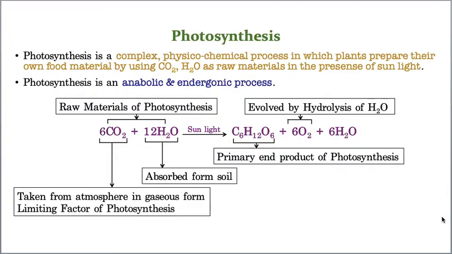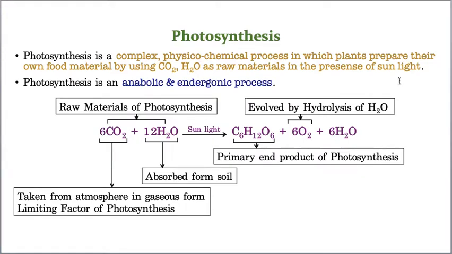Let us start with the definition of photosynthesis. Basically, photosynthesis can be defined as a complex physico-chemical process in which plants can prepare their own food material by using carbon dioxide and water as the raw materials. For this process, they utilize sunlight as the source of energy.